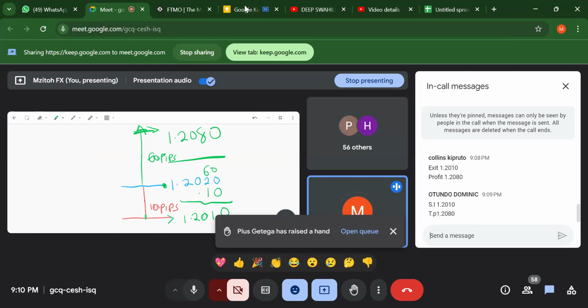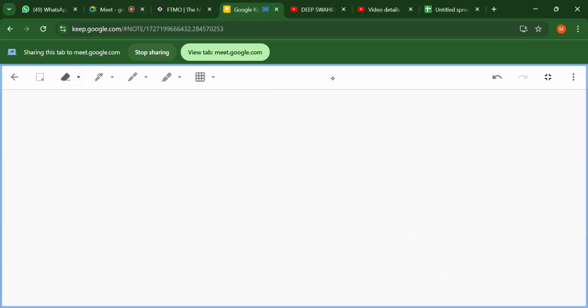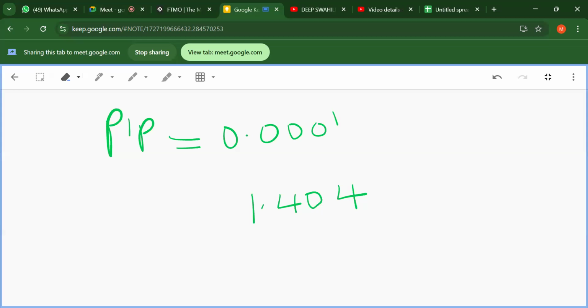Let's do one more example before we get to this again. Especially those who are new, I will be expecting you to give me an example. In Forex, until you understand how to calculate pips, it will be quite difficult for you to make it. We have said a pip is equal to the fourth decimal point, 0.0001. So let's say the market has moved from 1.4040 down to 1.4020.